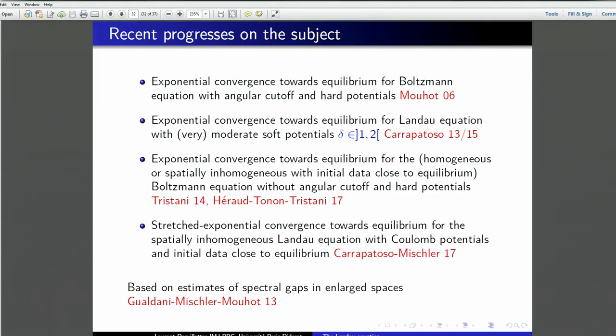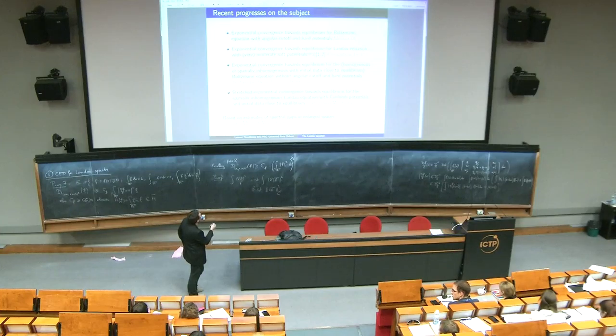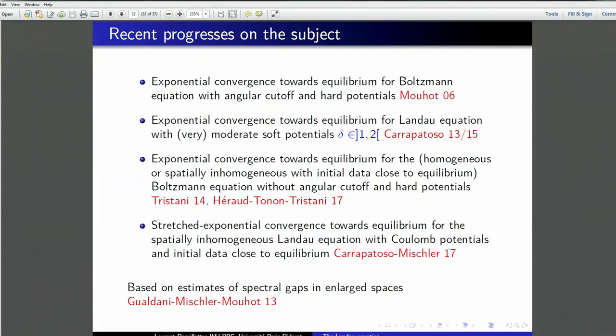And also the case of the spatially inhomogeneous equation with data close to equilibrium was treated recently by Hérault, Tonon, and Tristani. And maybe the most recent one, those two appeared really recently anyway, is this extension of what I presented now by Carapatoso and Mischler. And all of these results are based on these spectral gaps in enlarged spaces, which I did not present at all in the lectures, but which I think are a very interesting tool in order to get, let's say, optimal results of convergence towards the equilibrium, and which marry very well with this entropy business.